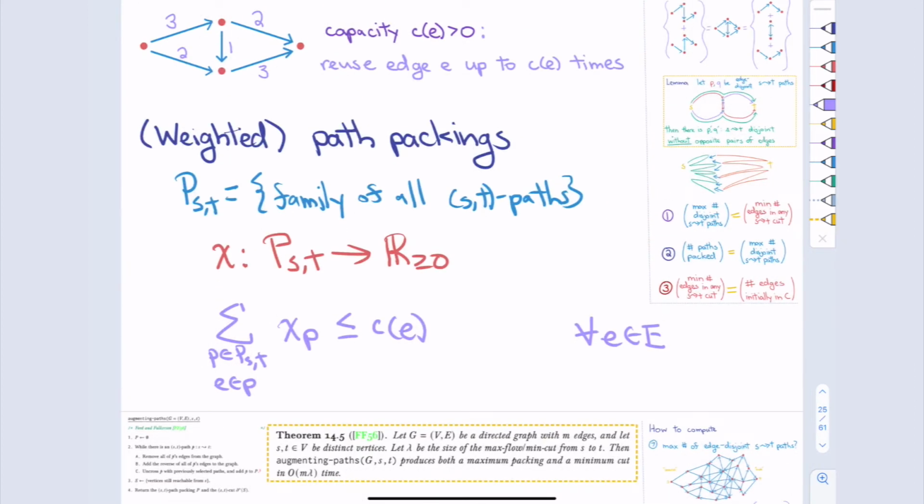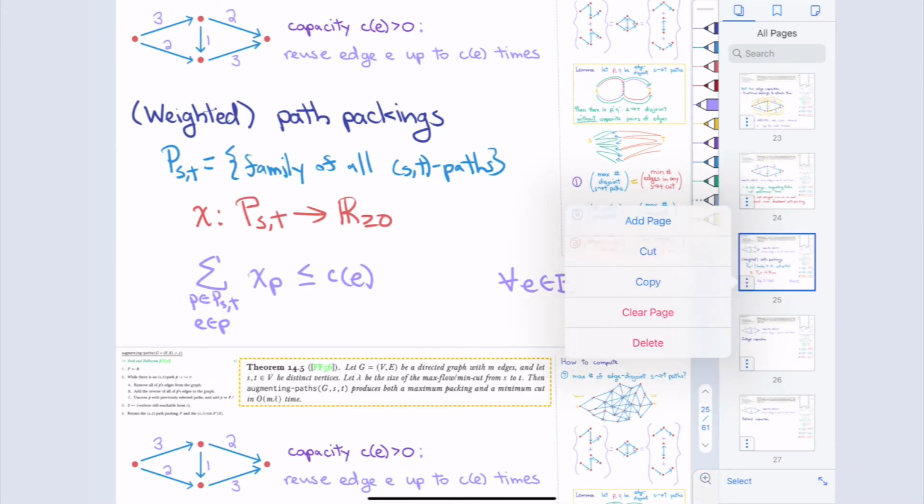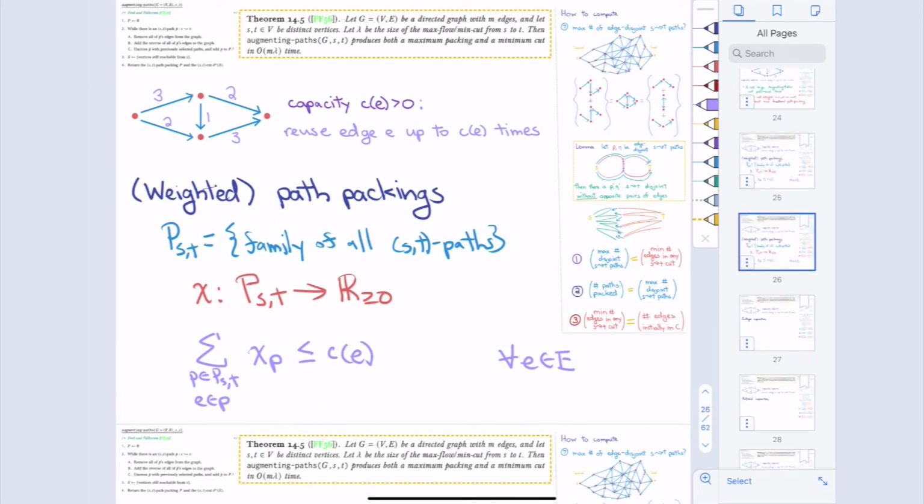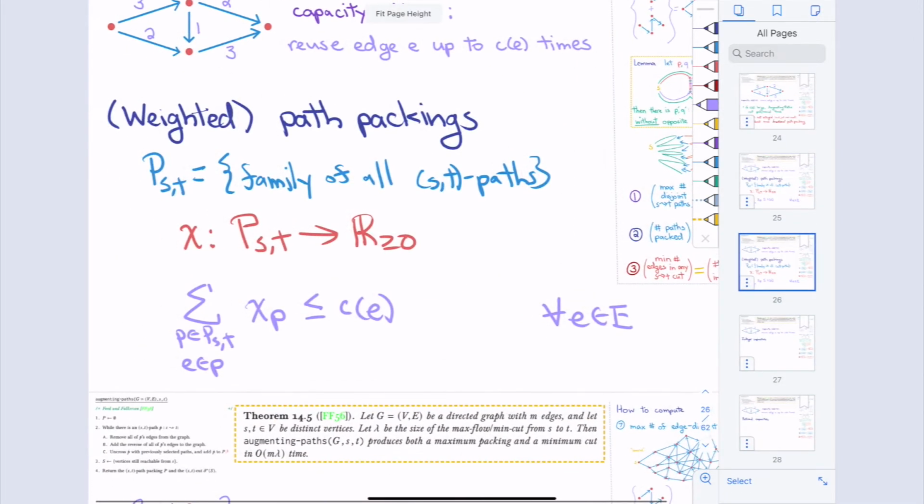Okay. I should have allocated some space for this.